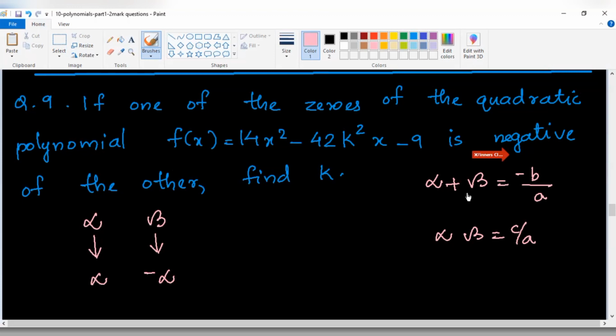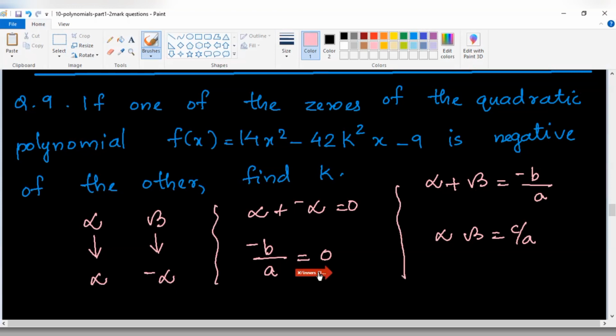Then what happens to alpha plus beta? See, alpha plus minus alpha should be 0, right? That means the sum of the zeros, minus b by a, should be 0. Got it? Alpha plus beta is the sum of zeros, and in the question one of the zeros is negative of the other. So when we add a positive number with its negative, we should get 0. That means the sum of the zeros of this given polynomial is 0. Hope you understood. So minus b by a should be 0.